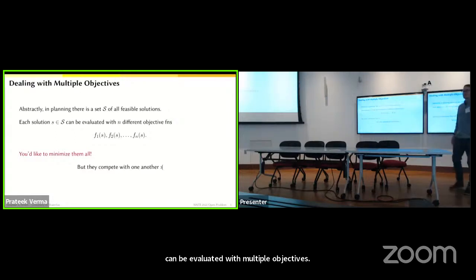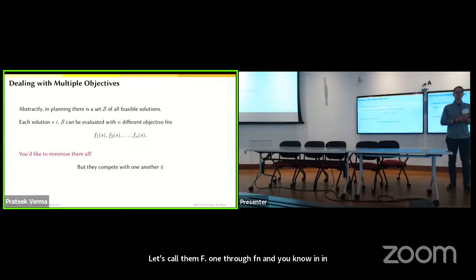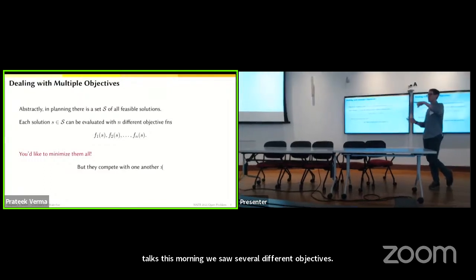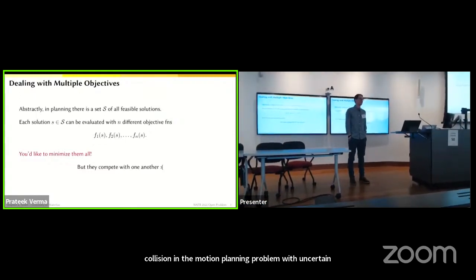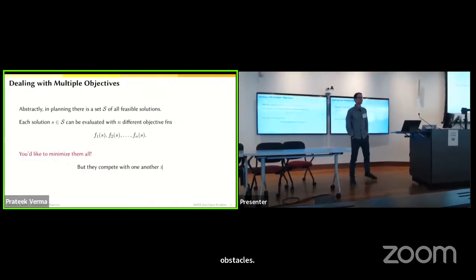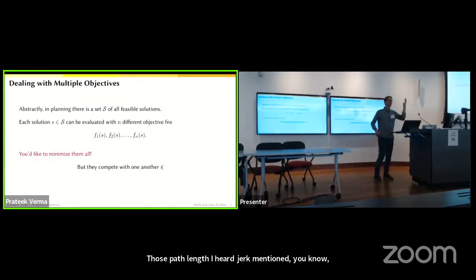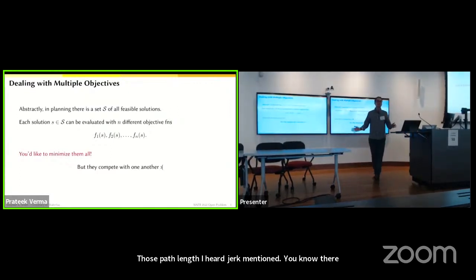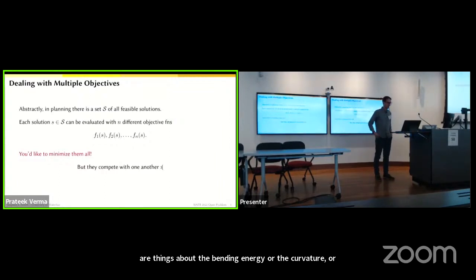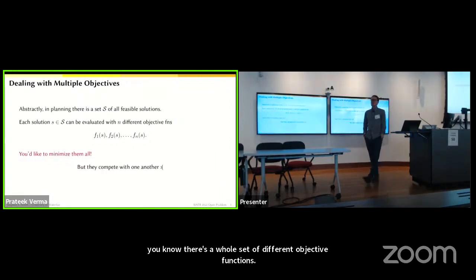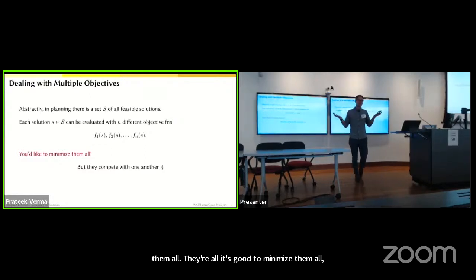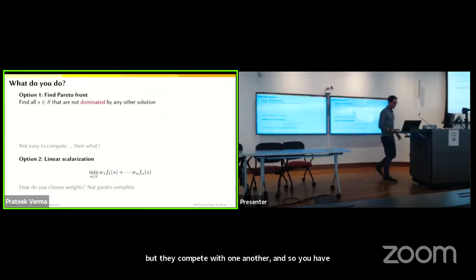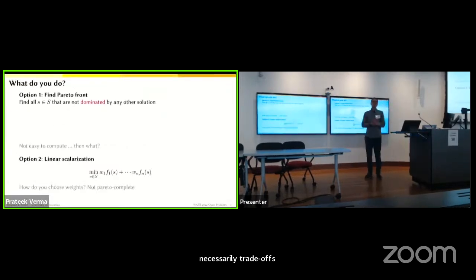And in the talks this morning, we saw several different objectives already. Someone was talking about the probability of collision in the motion planning problem with uncertain obstacles. There's path length. I heard jerk mentioned. There are things about the bending energy or the curvature, or there's a whole set of different objective functions we could use. And generally you'd like to minimize them all. It's good to minimize them all, but they compete with one another. And so you have necessarily trade-offs. So what do you do?